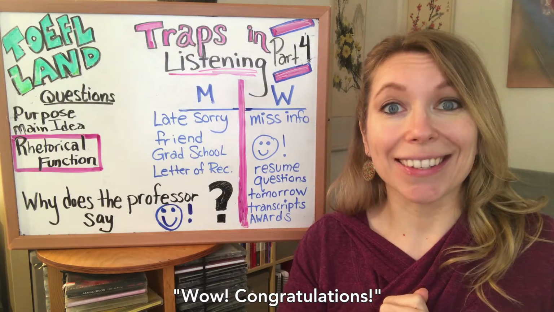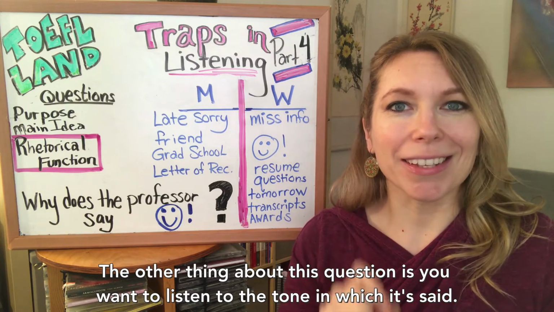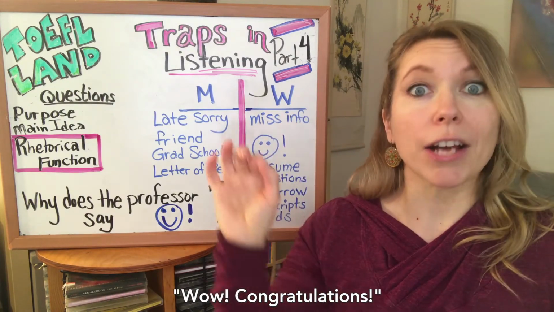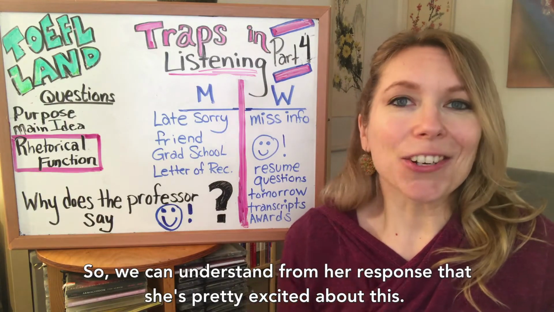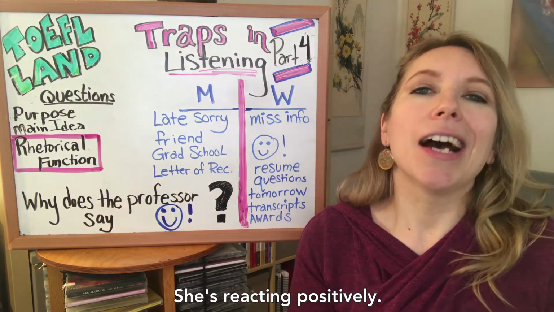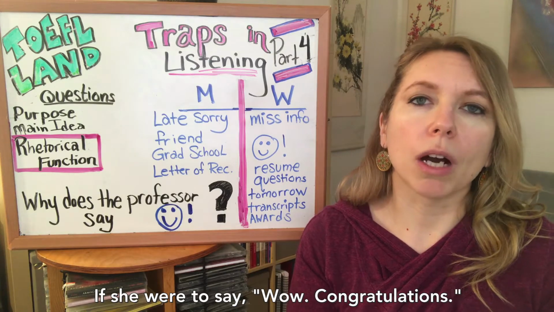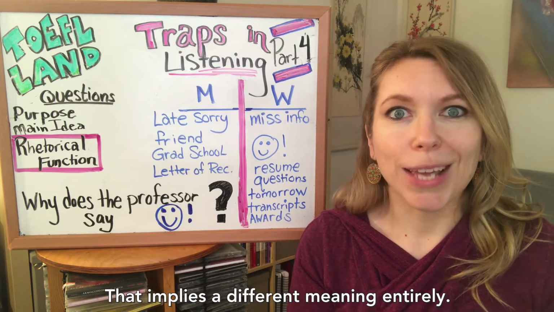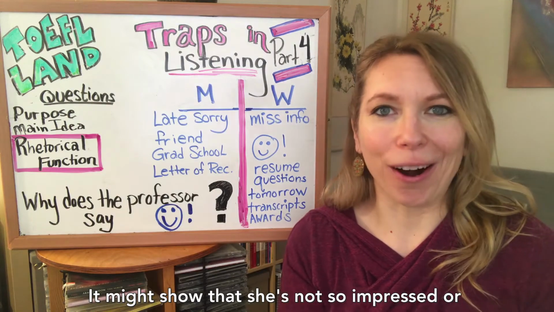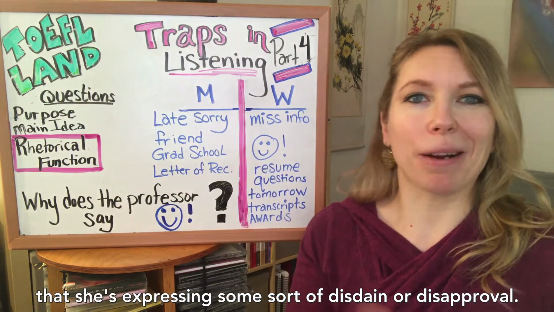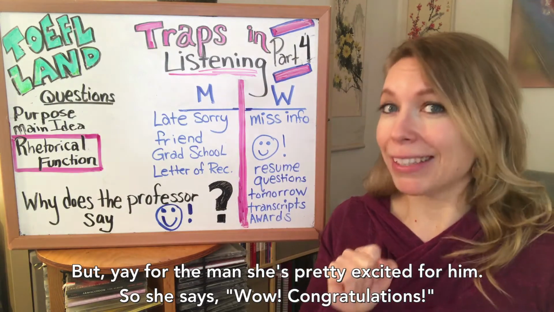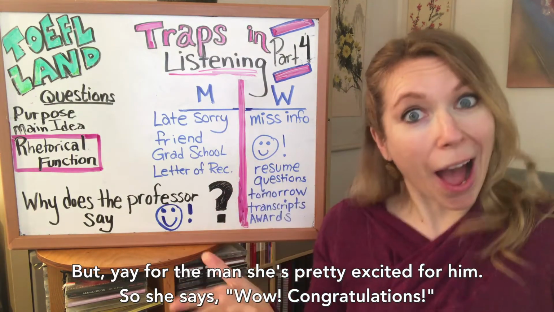"Wow, congratulations." The other thing about this question is you want to listen to the tone in which it's said. So in this case, we have a tone that goes up. "Wow, congratulations." So we can understand from her response that she's pretty excited about this. She's reacting positively. If she were to say, "wow, congratulations," in a flat tone, that implies a different meaning entirely. It might show that she's not so impressed, or that she's expressing some sort of disdain or disapproval. But yay for the man, she's pretty excited for him. So she says, "wow, congratulations."